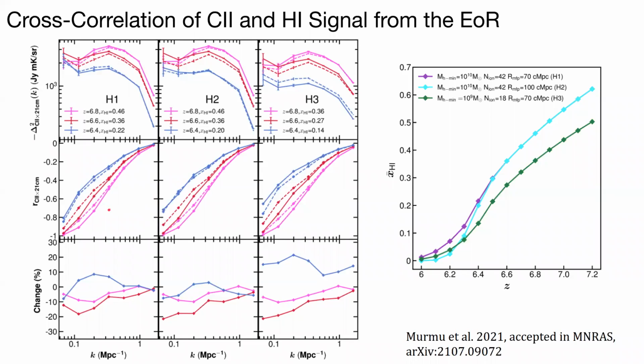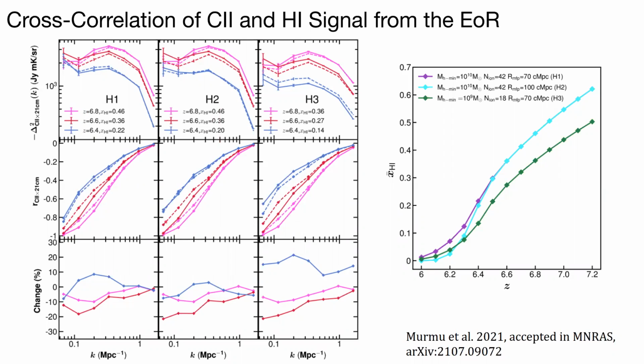Now, the situation can be a little clearer if I look at my cross correlation coefficient, where, as you can see, the signal is highly anti-correlated at very small k modes. Small k modes means very large length scales. So at very large length scales, these two signals are expected to be anti-correlated. And the level of anti-correlation decreases with decreasing redshift. As we go from 6.8 to 6.4, the level of anti-correlation is decreasing. I am just concentrating on the solid lines, forgetting about the dashed lines for the time being. The same thing happens in the other two history models.